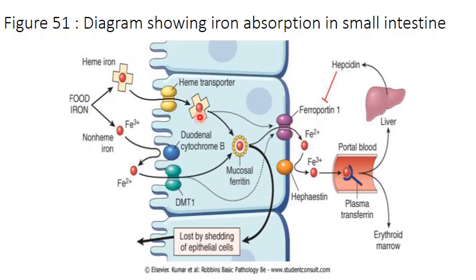This diagram shows the iron absorption in the small intestine that we just discussed. Look here. Heme iron in the food, non-heme iron, after reduction, is absorbed by this DMT1, transported into the mucosal ferritin, and from the mucosal ferritin through the ferroportin, it will transfer it.